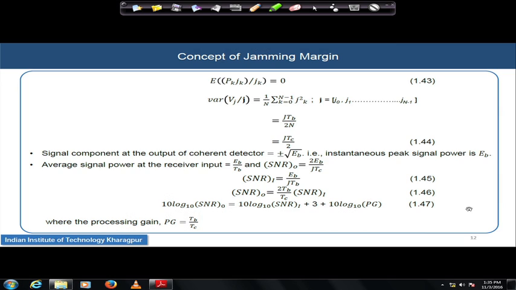So, we will be ending here today with this concept of the jamming margin, and in the next class we will try to enter into another kind of spread spectrum communication system, which is also widely used in practice, called the frequency hopping spread spectrum system.